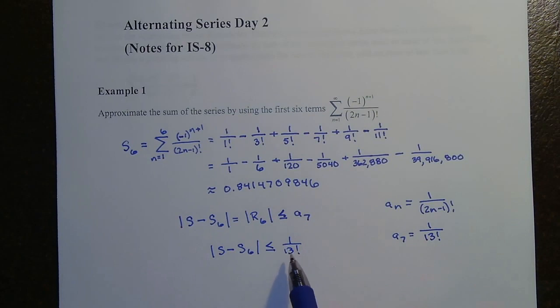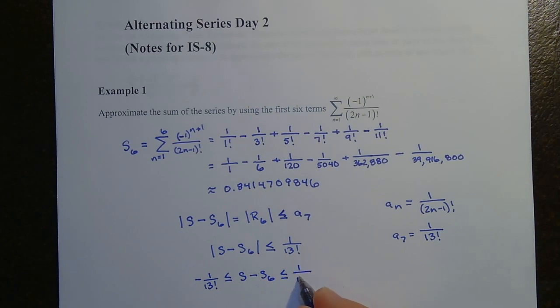Well, if this is 1 over 13 factorial, then that means this has to be in between negative 1 over 13 factorial and positive 1 over 13 factorial. So we can rewrite this absolute value inequality as negative 1 over 13 factorial is less than or equal to the actual sum minus s sub 6, which is less than or equal to 1 over 13 factorial. And then we can add this s sub 6, which is this number right here, to the left side, the middle, and the right. And that's going to tell us what s is going to be in between.